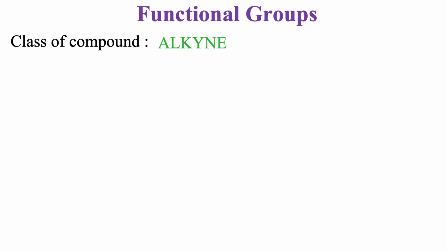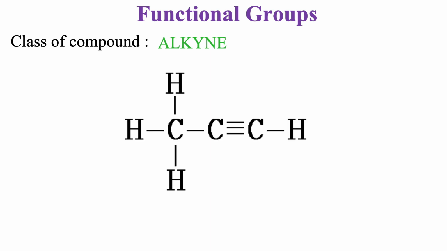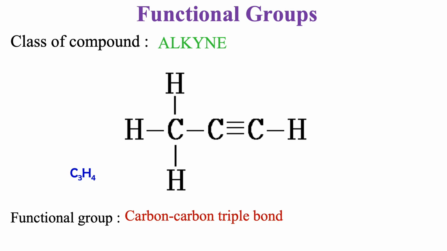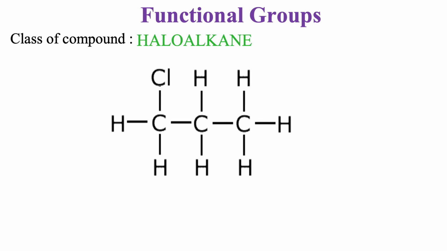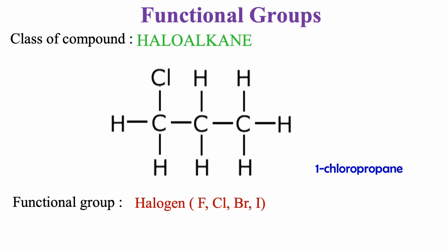The next class of compound is alkyne. This is an example of an alkyne compound. The functional group is the carbon-carbon triple bond. The next class of compound is haloalkane. This is an example of a haloalkane compound, and the functional group is halogen, which can be fluorine, chlorine, bromine, or iodine.